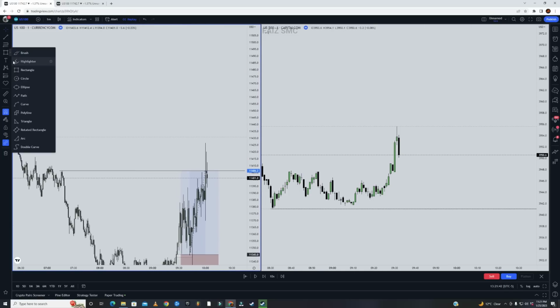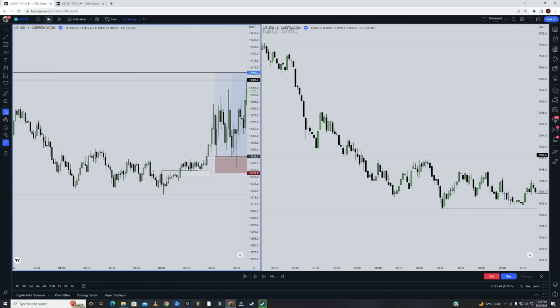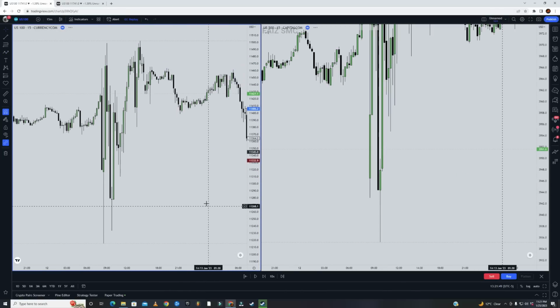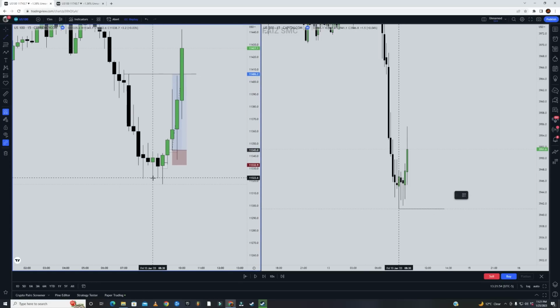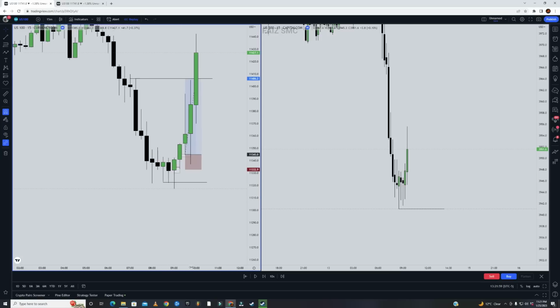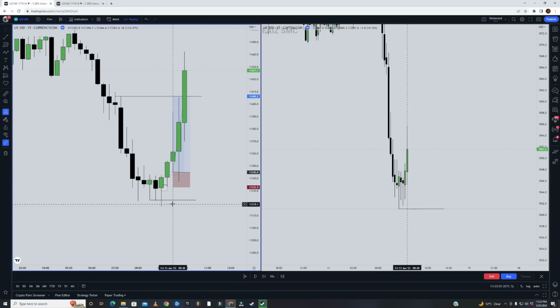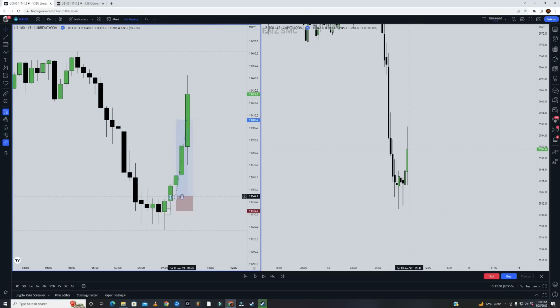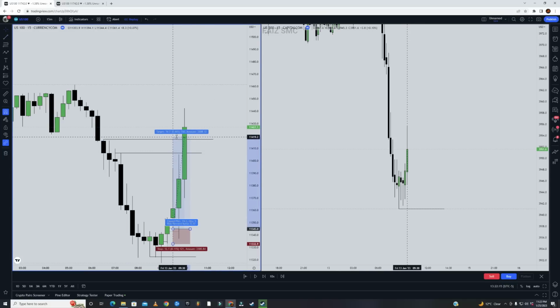So I'm going to repeat this again. Let me show you right here. Let's go back here. So we had a sweep here, very simple, a touchdown. Then we have another sweep here, right? This right here. Then we went back up. We waited for kill zone timings, and we took our long position here, targeting this level. There was this fair value gap here as well. You could have targeted this level here as well.